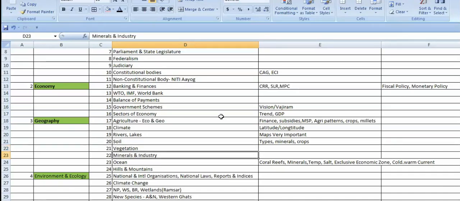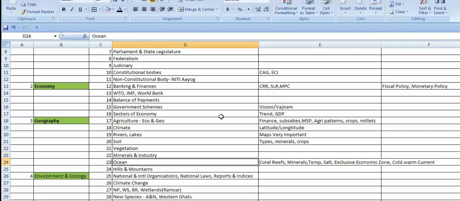Minerals and industry. What are the different types of minerals? It is also asked in maps. Okay, map is also there in minerals, and also the industries that are connected with those things. Fine. And you can also mark ports.